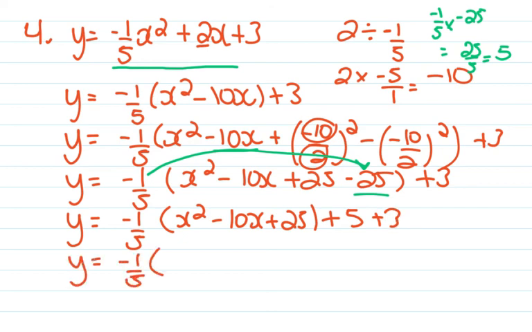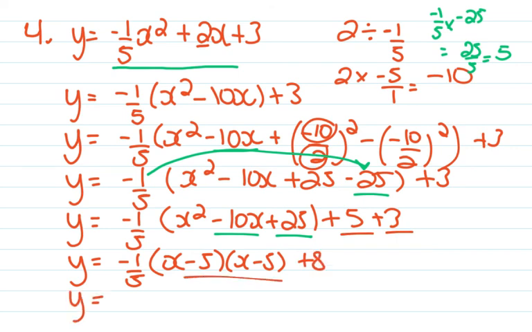Negative 1/5. Factor the bracket, so two numbers that multiply to 25 and add to negative 10 would be negative 5 and negative 5. And then 5 plus 3 is 8. Simplify by combining those two brackets. Negative 1/5 (x minus 5) squared plus 8. And the vertex is 5, 8.